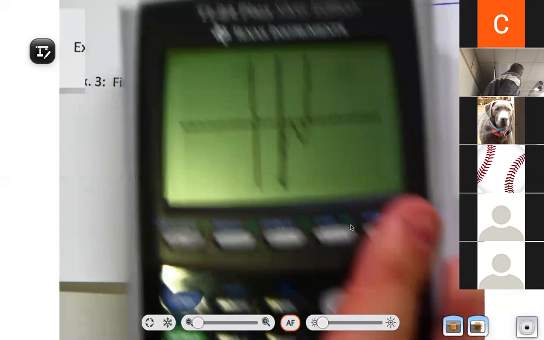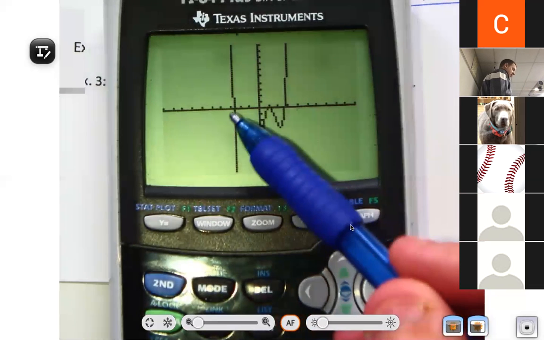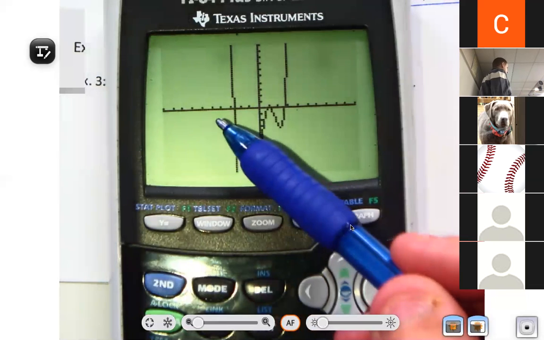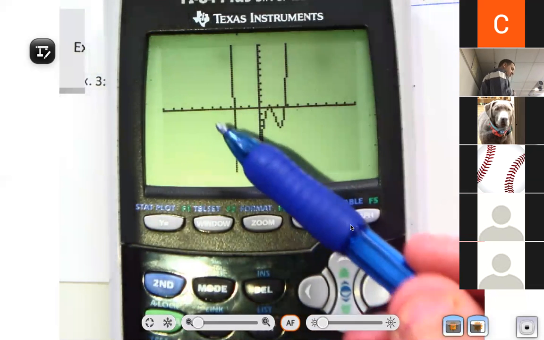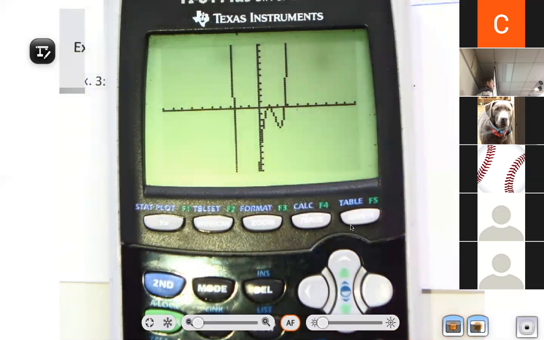So here's the graph. How many of you found this most left x-intercept, and it was some gross number? I don't know what it is. Found it, so it can't be used. And the most right x-intercept is also some gross number, can't be used.